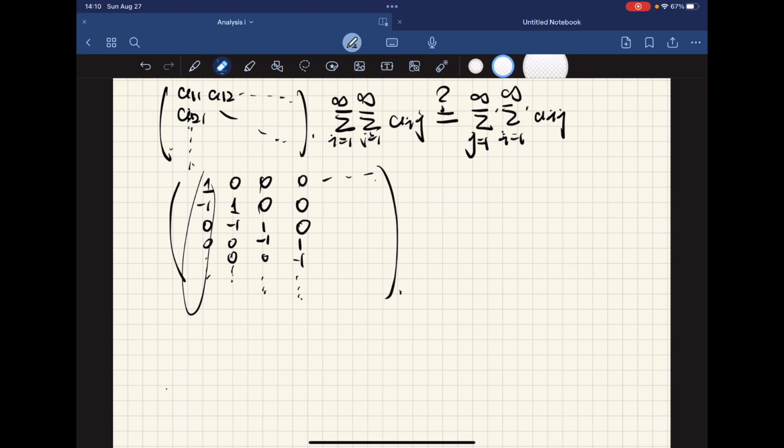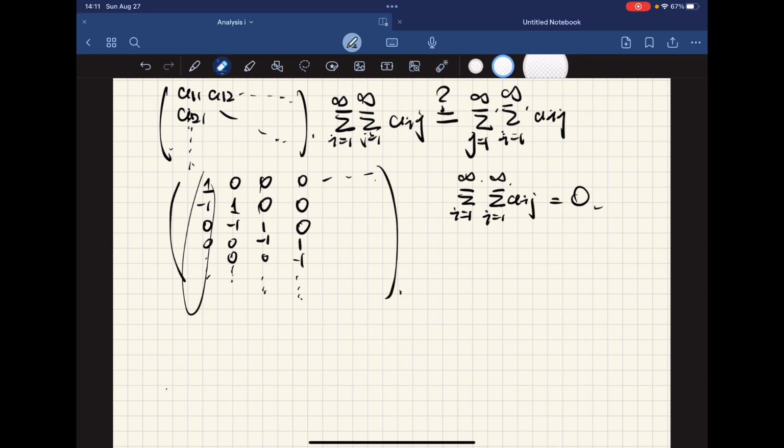So for each particular j, you have the sum of aij, i goes from 1 to infinity, is equal to 0. So what does this mean? This means that if you sum over all of the j on top of that, you still get 0.